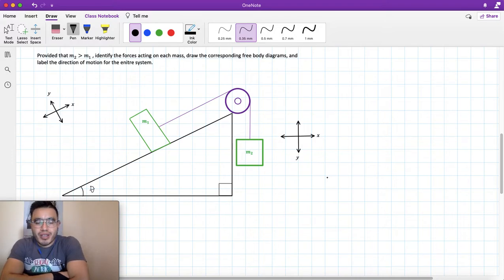Hi everyone. So this is our second example. This is one of my favorites. It combines inclined planes and pulleys. Let's get right to it.